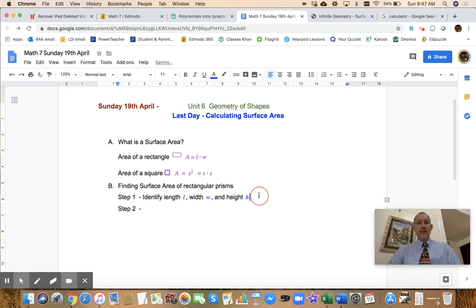So finding what is the length, and we represent that with L. What is the width? We represent that with W. And what is the height? We represent that with H. Okay, once we have that, we can put it in our equation.